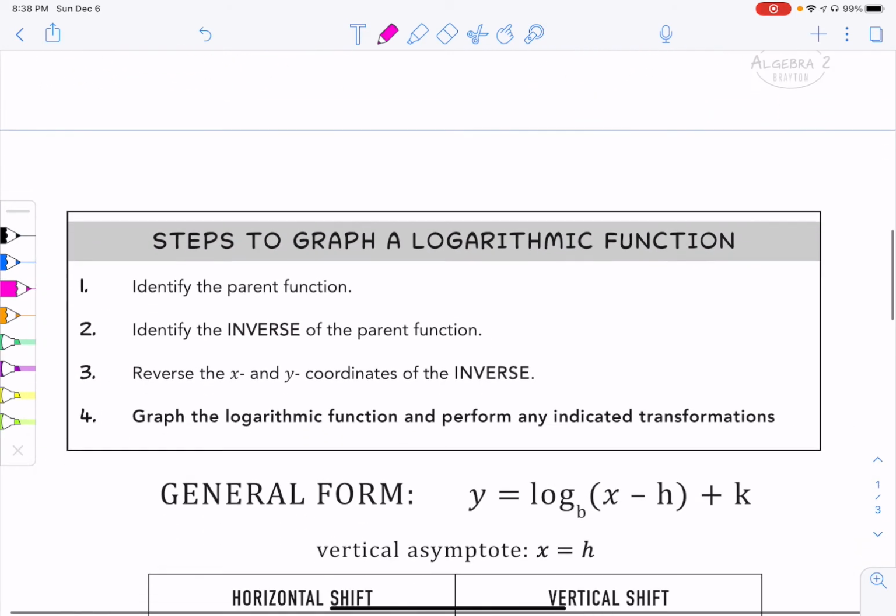All right, so steps to graphing a log function. I'm going to add a couple notes to this just to help us when we go through our examples. The first step is to identify the parent function, which is what we just did above. The second step is to identify the inverse of the parent function, and here's what I'm going to add. You need to make a table of values of the inverse as if you were going to graph the inverse.